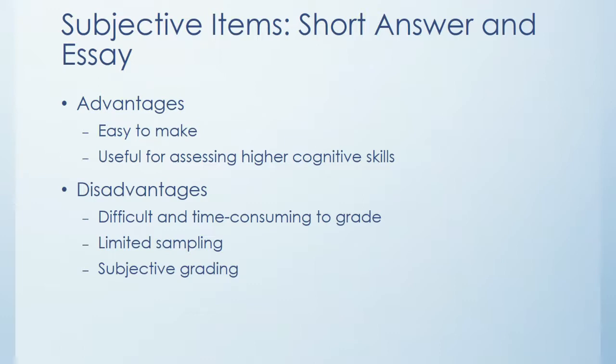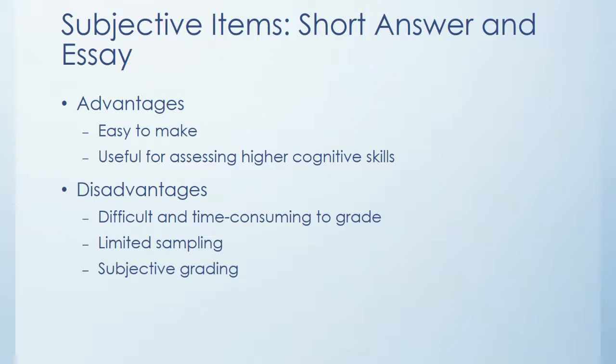All right, so now we're going to talk about our subjective items, which are short answer and essay questions. These are very easy to make because you don't have to come up with distractors. You don't have to come up with plausible responses. It's just easy. And they're useful for assessing higher cognitive skills because this is where you could get the explain this, discuss that, advocate for this type things that are in your learning objectives that you can't really do with multiple choice questions. The disadvantages are that these are very difficult and time consuming to grade.